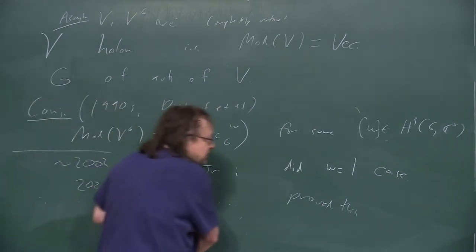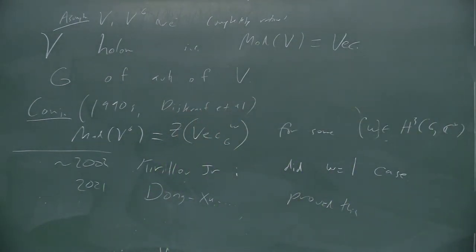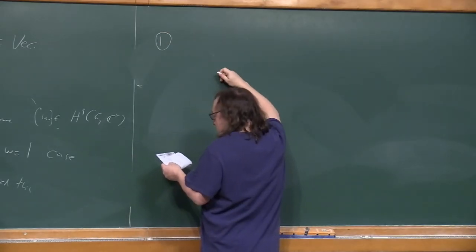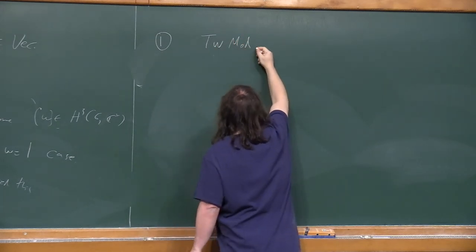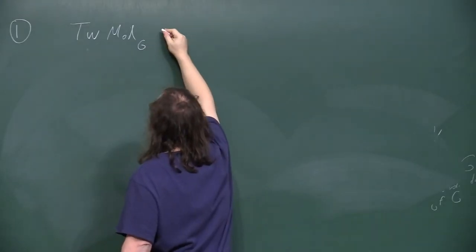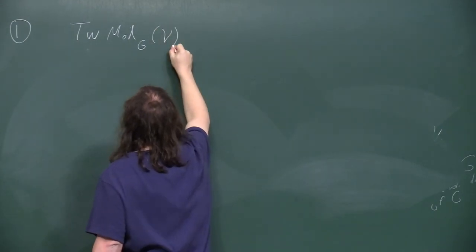What I'm going to do is explain to you that this is a trivial statement. This is not a deep statement, if you put together all the pieces that we have, and I have 4 minutes to do it, so it better be pretty simple. So the first step in the proof is, we have our twisted modules. In my language, which seems to be different than everyone else's on the planet, these are G-twisted modules of our holomorphic VOA.